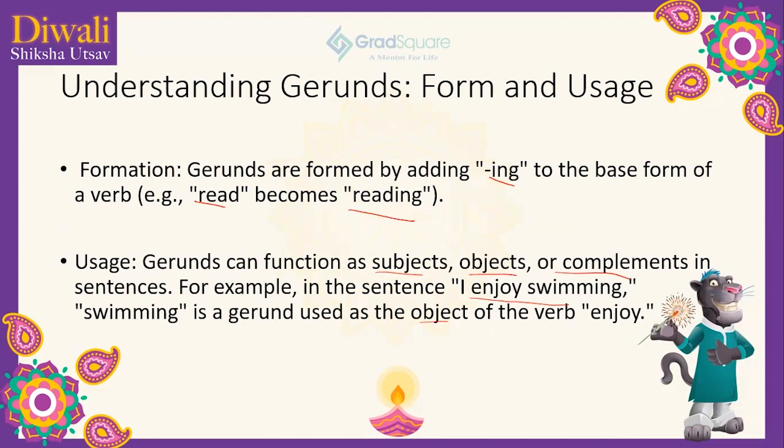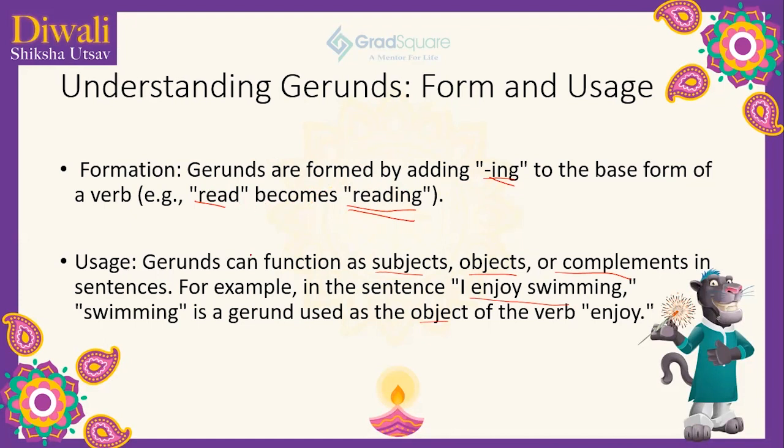So now let's take a look at gerunds in detail. The basic definition of how a gerund is formed is by adding an ing to the base form of the verb. Suppose we have a verb like read. We add ing to the base form and it becomes reading. So it creates a gerund. Basically, gerunds are formed by adding ing to the base form of a verb.